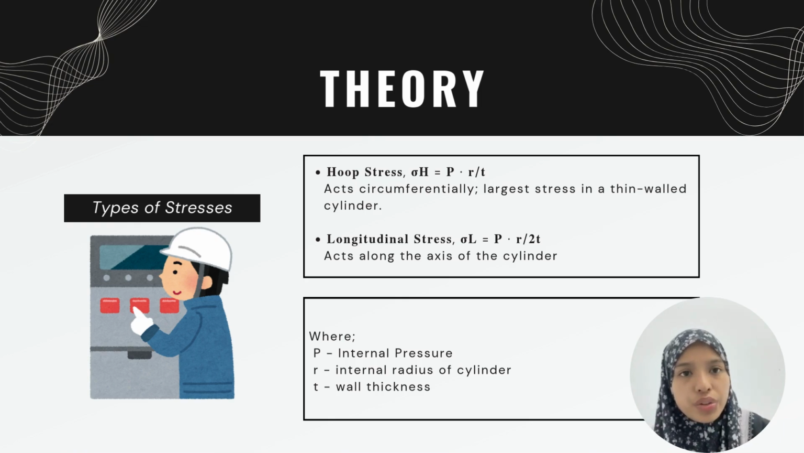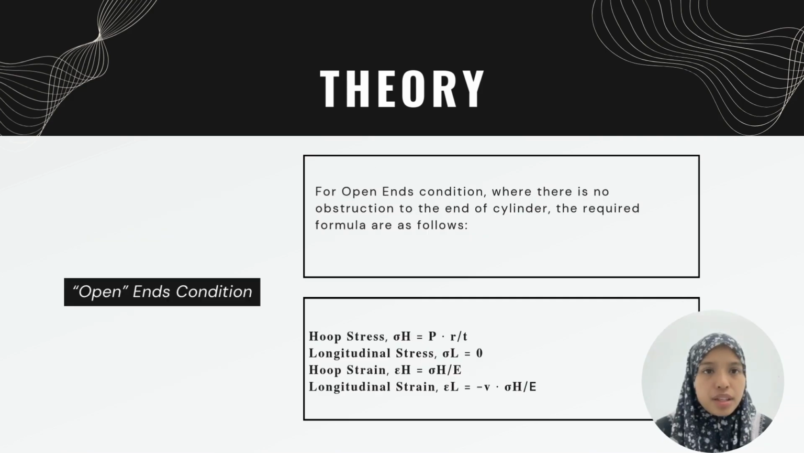The strain occurring in a thin cylinder can be calculated using the Young's modulus and Poisson's ratio. The primary objectives of this experiment are to analyze the stress and strain in a thin cylinder under both open and closed end conditions, and secondly, to understand the concept of the biaxial stress system and the use of the strain gauge.